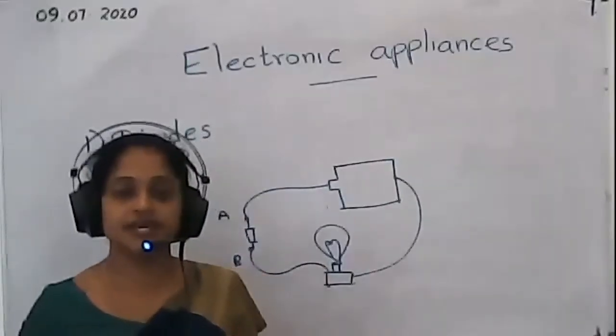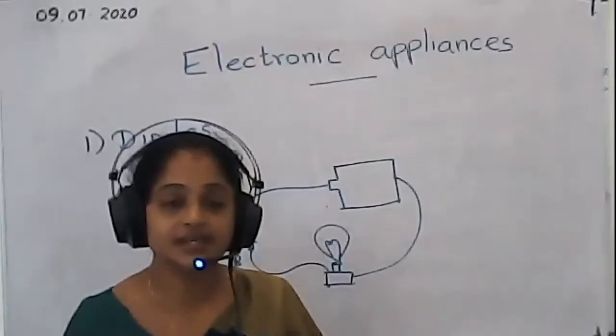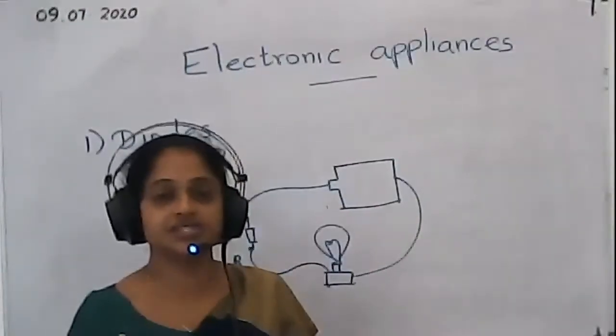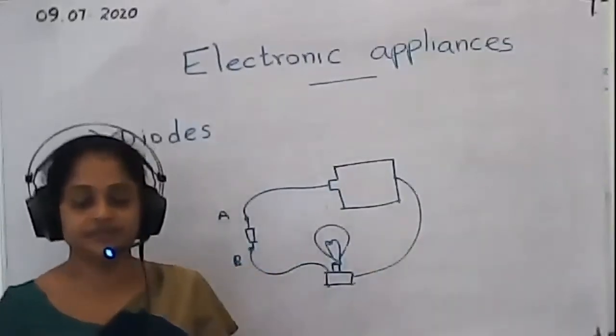What is the reason for that? The diodes can conduct electricity in only one direction. One direction. That is a certain direction of flow of electricity. Right.